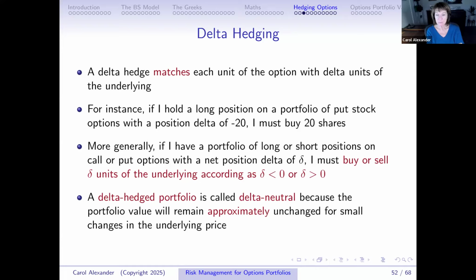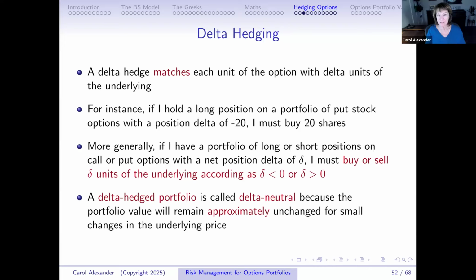More generally, if I've got a portfolio of long or short positions, you need to buy or sell delta units of the underlying according as delta's negative or positive. And when you do that, you've got something called a delta hedge portfolio, and it's called delta neutral because the portfolio value will remain approximately unchanged as long as there's only small changes in the underlying price. Because delta is like a linear approximation, it's only good for very small local areas.